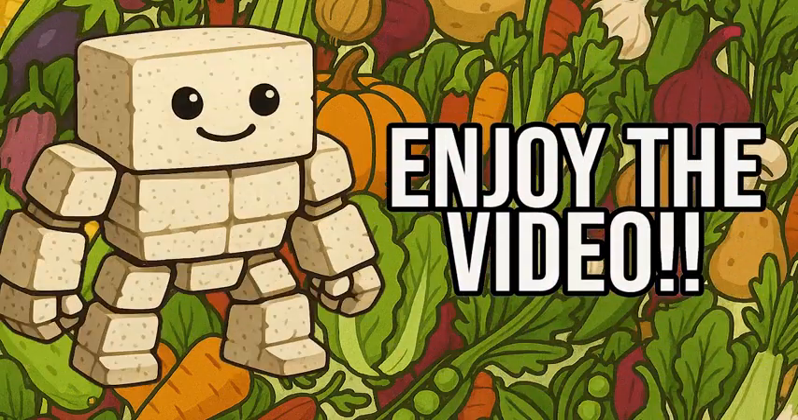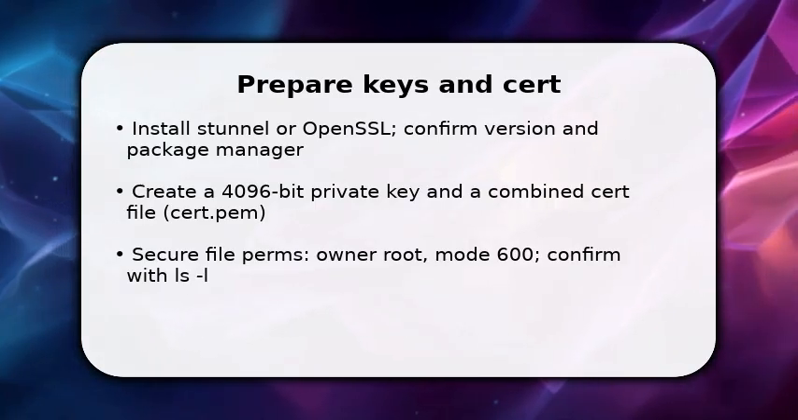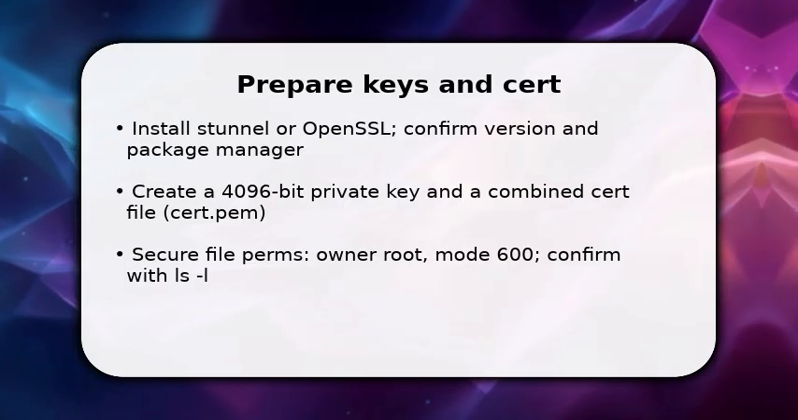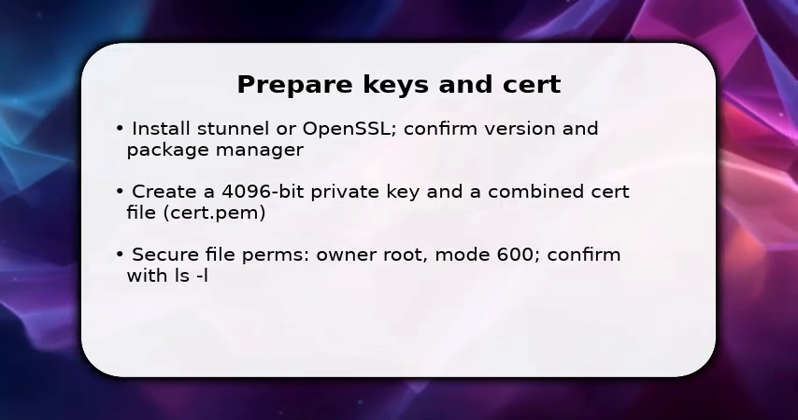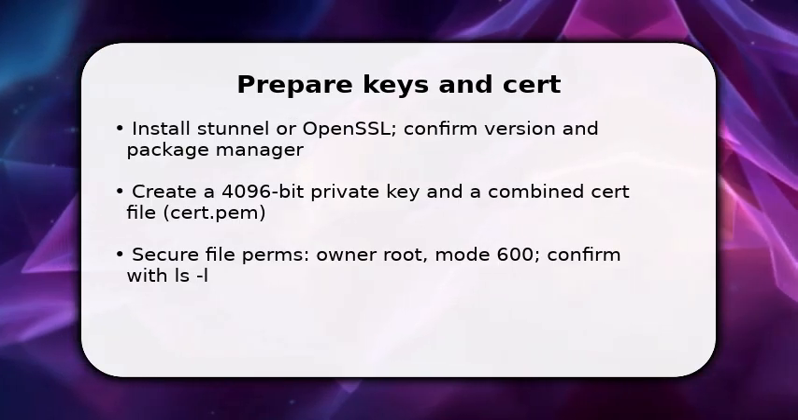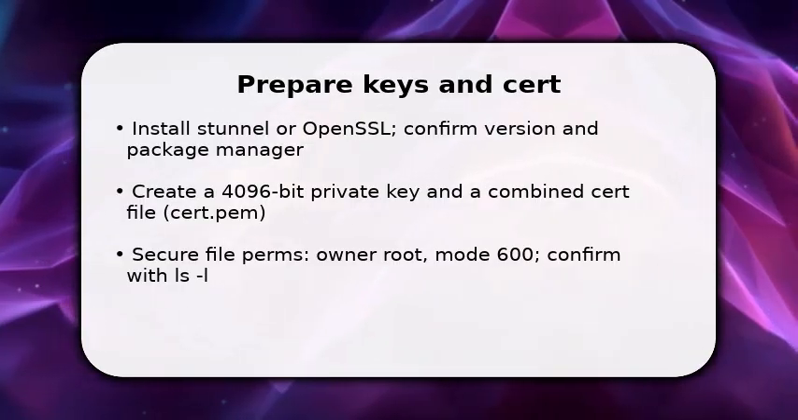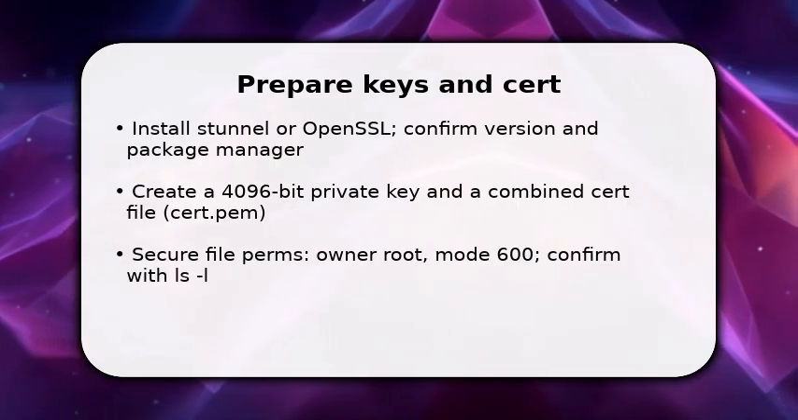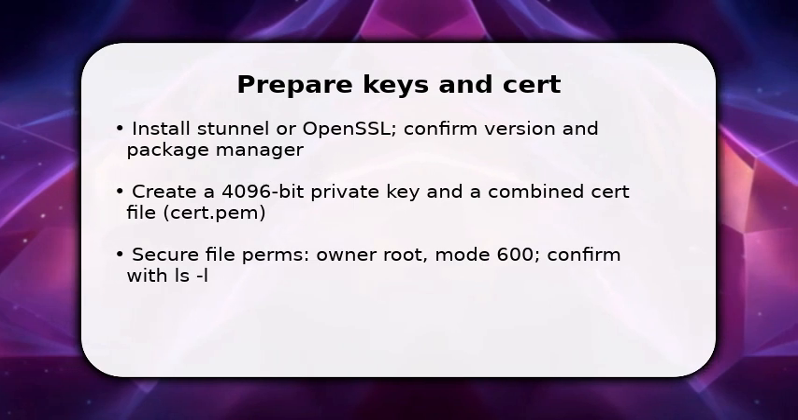Please enjoy the video. You begin by preparing cryptographic material because the tunnel depends on strong identity. Generate a 4096-bit private key and a matching certificate, then combine them into cert.pem so Stunnel or your TLS agent can read one file. Once done, set strict file permissions and verify ownership to prevent unauthorized reading. Make sure you installed Stunnel or have OpenSSL tooling available. Otherwise, you cannot create the TLS file or test the connection.